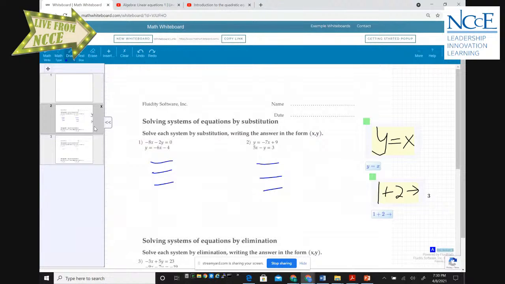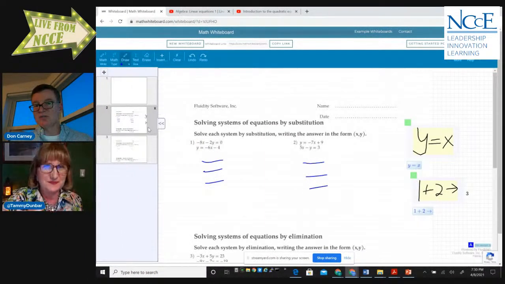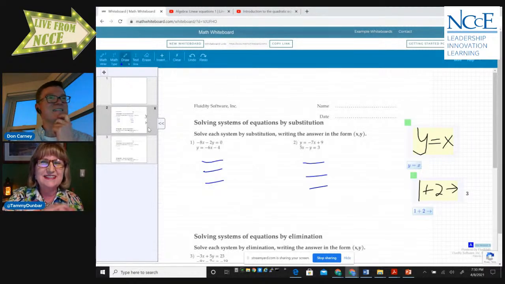So I want to be cognizant of time. There's still a few more things I could share, but let me know if I'm bumped up against the end. It is 4:30, so we are at the end of our time.